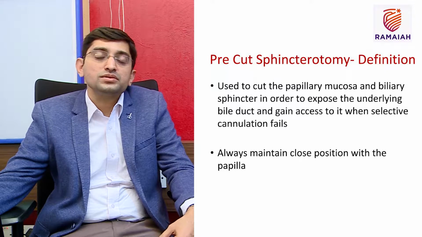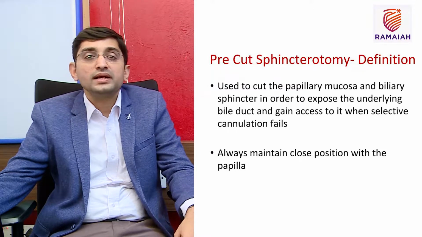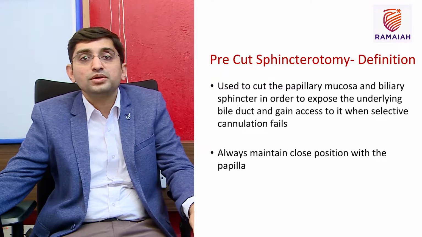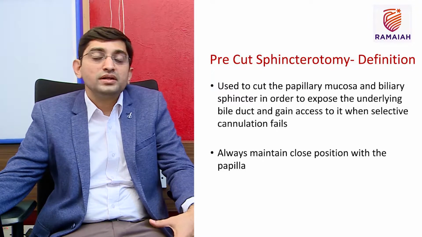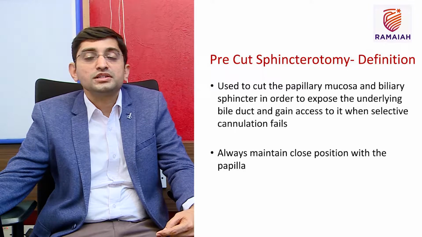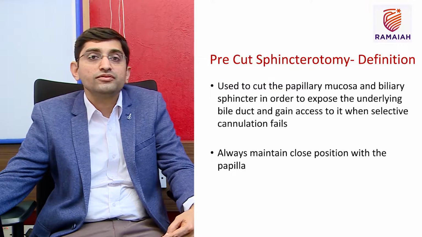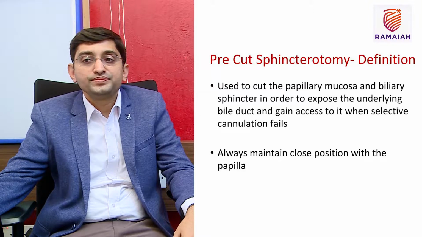You can use a little bit of suction so that the bile can start pouring in, or there will be a nipple-like projection which you will be able to cut, and once you cut, you identify that it is a bile duct. So whenever you are using needle knife sphincterotomy, always ensure that the needle that is projected from the tip of the sphincterotomy is only 5 mm, and you should always maintain a close relation to the papilla.